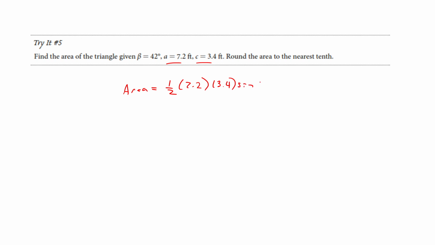And I've got the sine of 42 degrees. So I'm just going to crunch this. Sine of 42 times 3.4 times 7.2 times 0.5. And I get an area of 8.19. So remember, areas are in squared units, so feet squared.